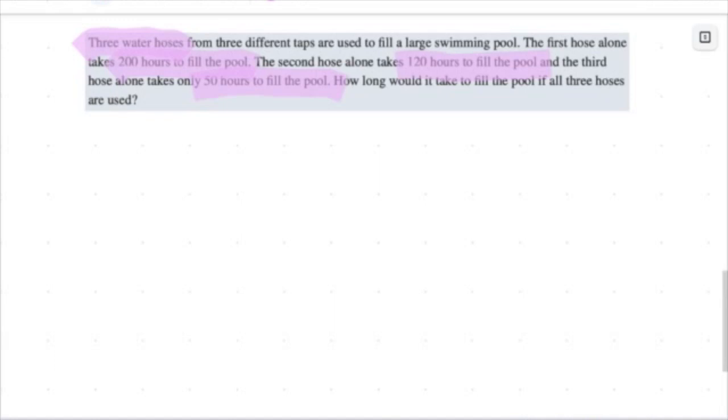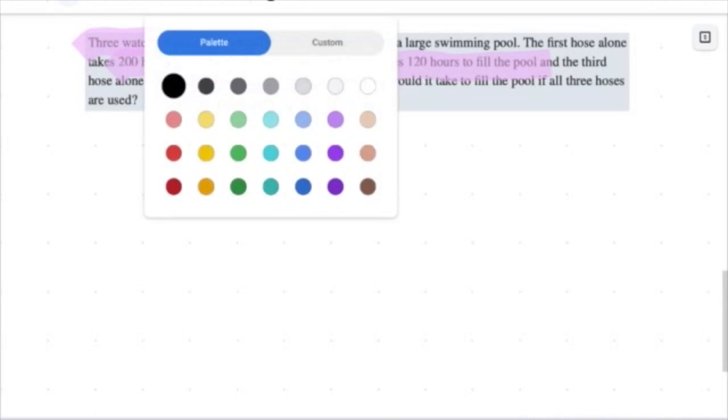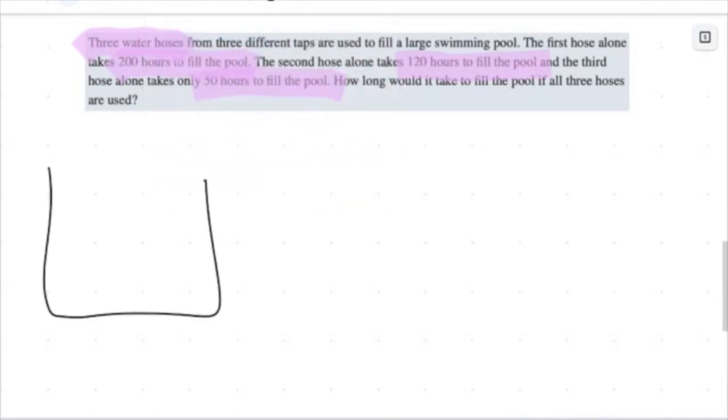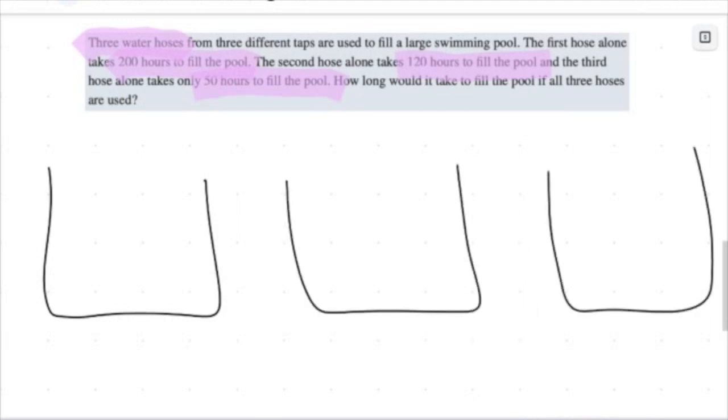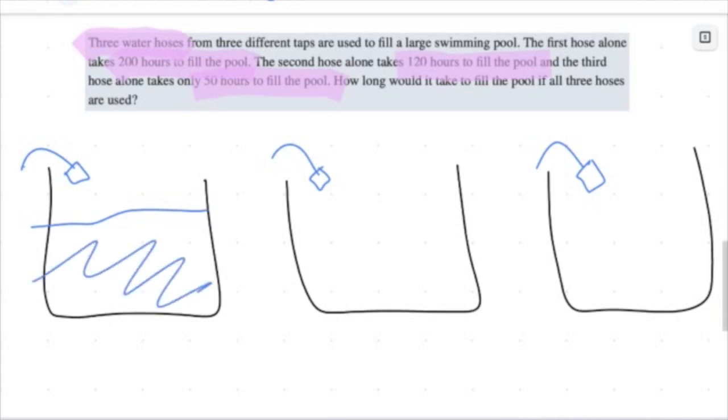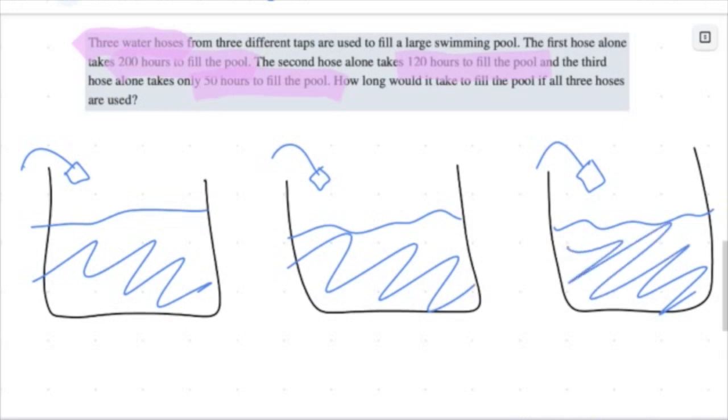Now, let's think about what we're actually doing here. Well, we're trying to fill 3 different pools. Well, sorry, I'm trying to show 3 different hoses filling the same pool. And just drawing that in, I have my one hose. So that's a shocking drawing of a hose, but I'm just trying to be time efficient. You hopefully know what I mean. I have 3 hoses, they're filling the pool, and they're filling it all at a different rate.